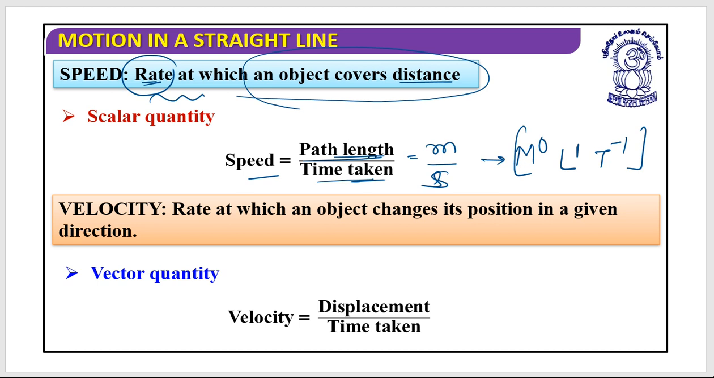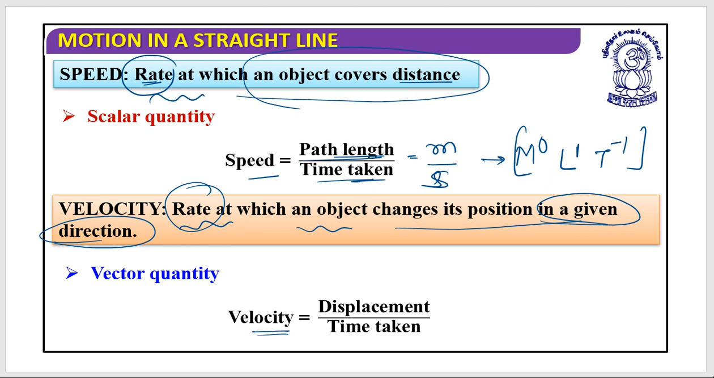Now what is velocity? It is the rate at which an object changes its position in a given direction. You should focus on 'in a given direction'. Again, it is a rate, so velocity is displacement divided by time taken. Displacement is measured in meters, time in seconds, so again it has the dimensional formula M^0 L^1 T^-1. Are you clear with this? I hope these things are clear.